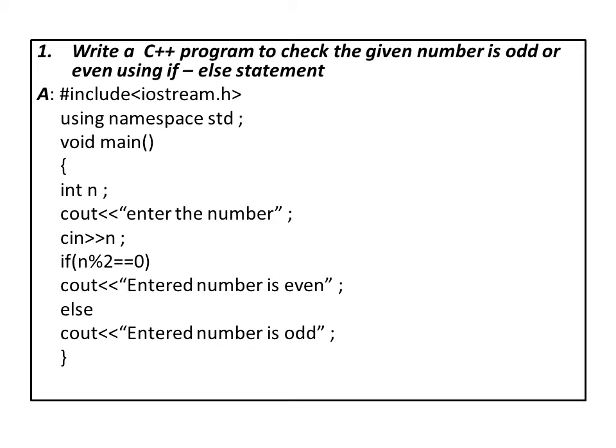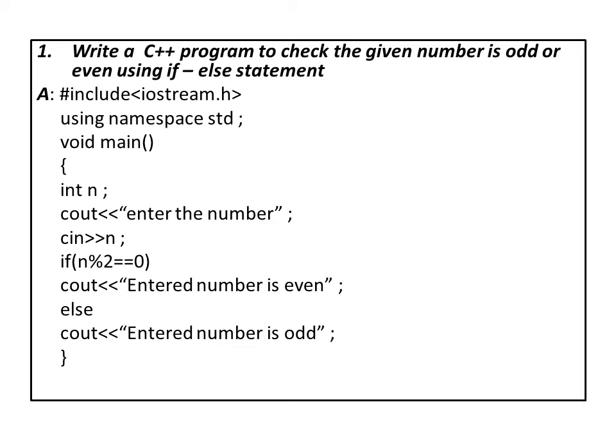Okay, first we'll write the header file, that is #include <iostream>. Then since we're using standard input and output devices, that is cin and cout, we'll globally declare using namespace std. Next is the main function, that is the main part of the program.